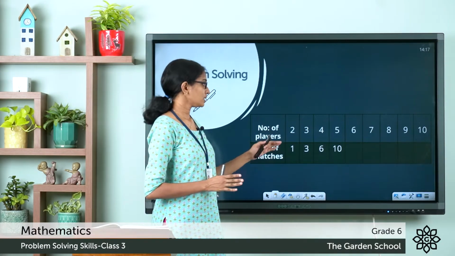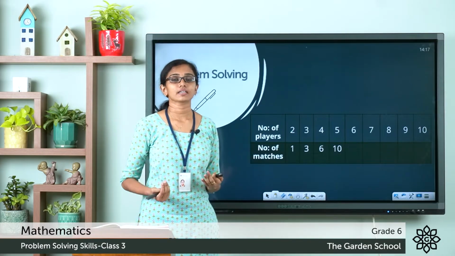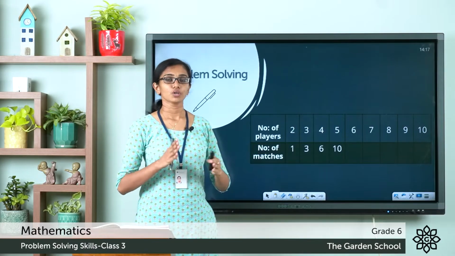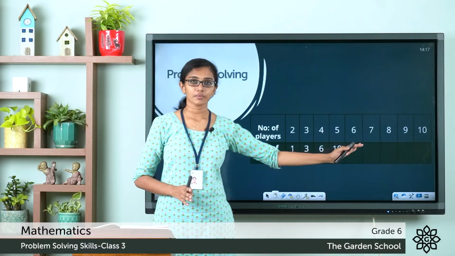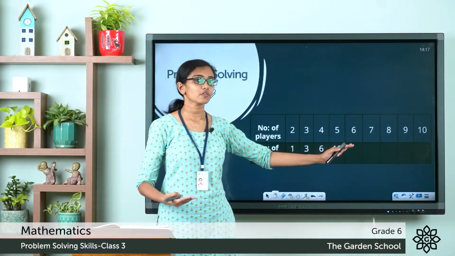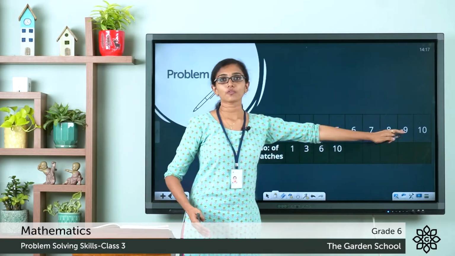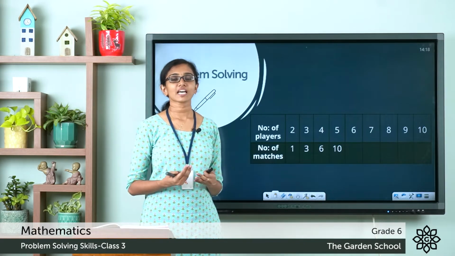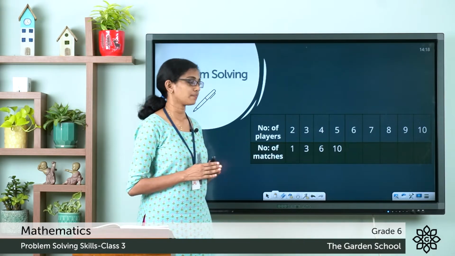Now, try to find a pattern here. Try to find a relationship between the number of players and the number of matches, so that we can complete this table and find out how many matches are possible when the number of players is equal to 10, as asked in the question. Now let's have a closer look at this table.